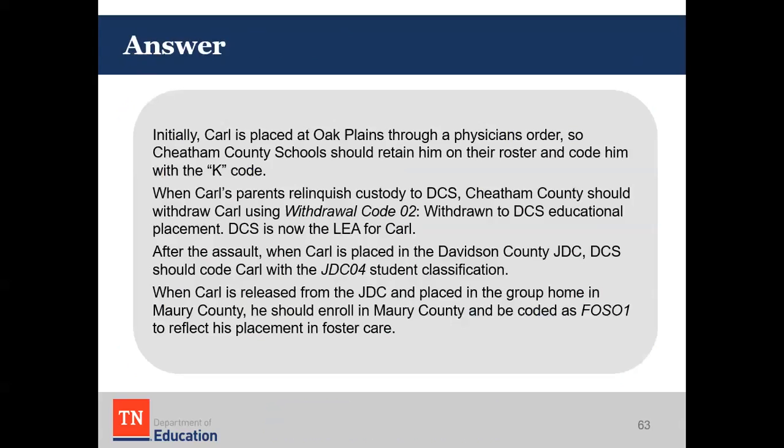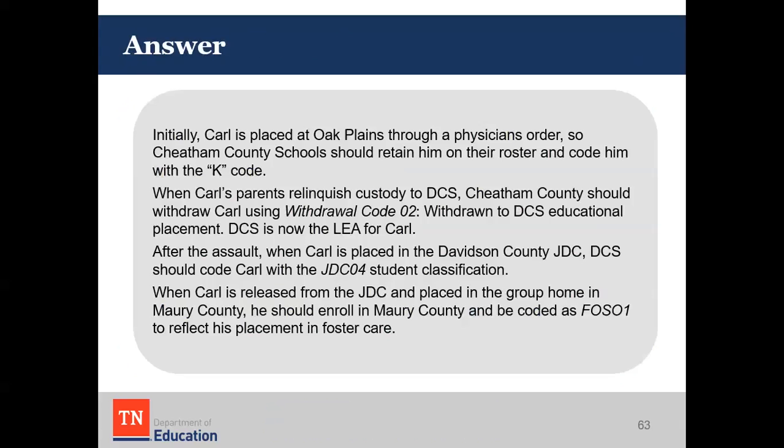So I'm looking over this scenario. Initially, Carl is placed at Oak Plains Academy through a physician's order. So Cheatham County Schools should retain him on their roster and code him with the K code. When Carl's parents relinquish custody to DCS, Cheatham County should withdraw Carl using withdrawal code 02, withdrawn to DCS educational placement. DCS is now the LEA for Carl.